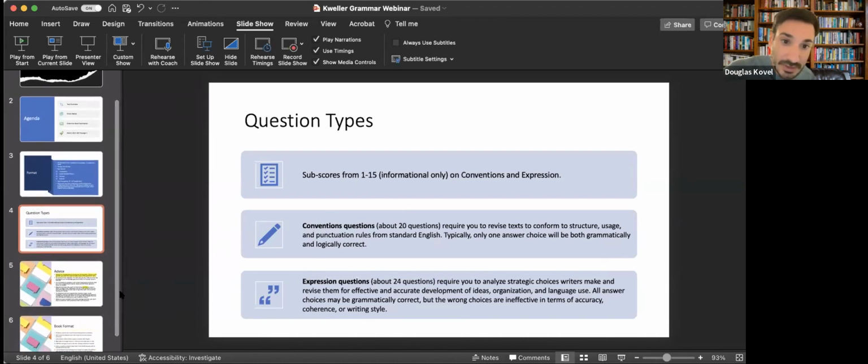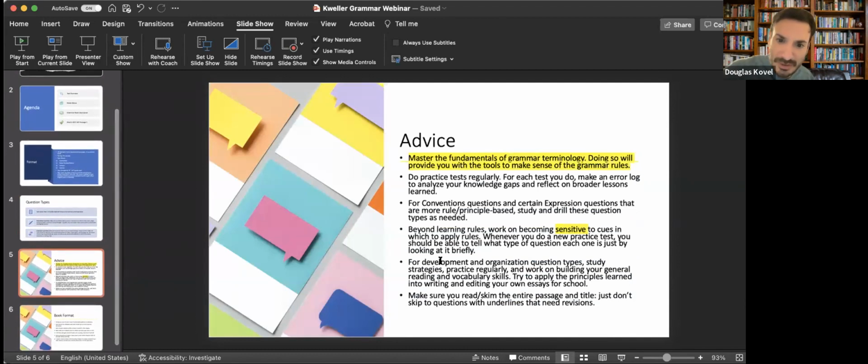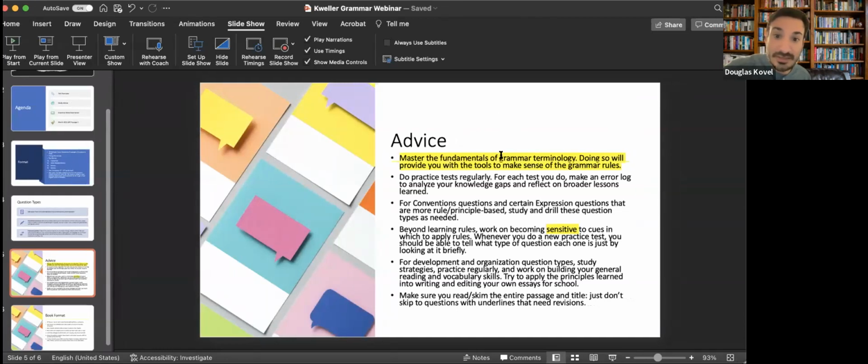All right, so I think that's all I wanted to say in terms of the general format. The next thing I'm going to go over is just advice on how to prepare for the grammar section. Well, the first four are actually more preparation. The fifth is more something to do on the test day itself. So the first thing that I want you to make sure you do, which is why I highlighted it, because I think it's really important, is make sure you take the time to really master the fundamentals of grammar terminology, because doing so will provide you with the tools to make sense of the grammar rules that you ultimately need to apply to correct the sentences on the test. And this is something that some students think they could just gloss over.